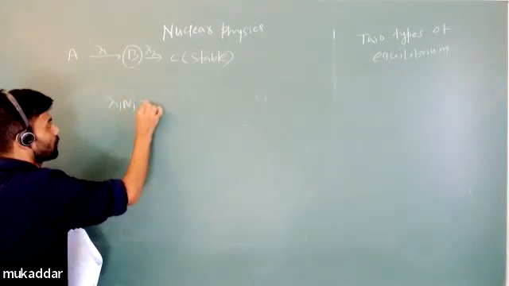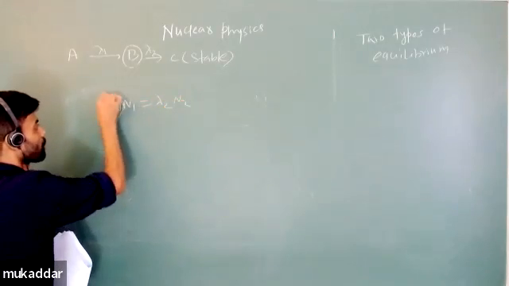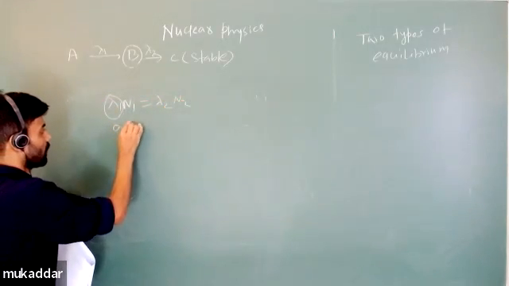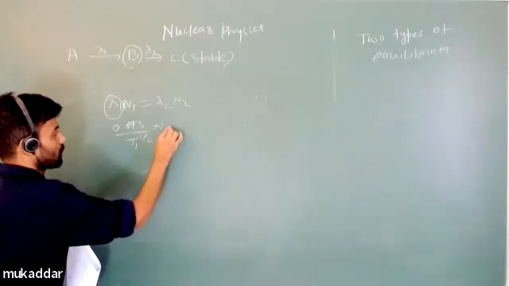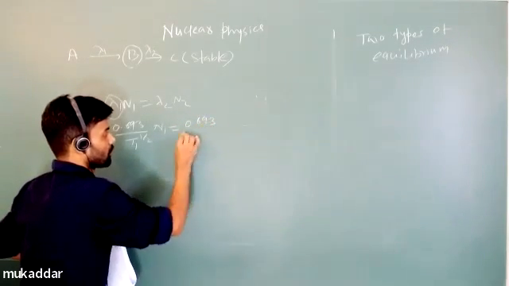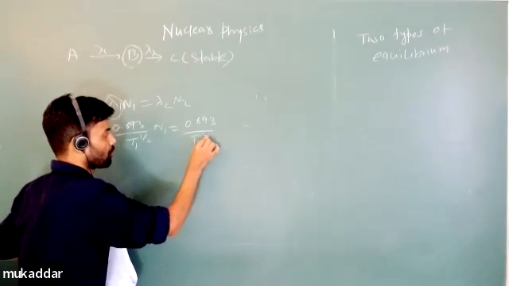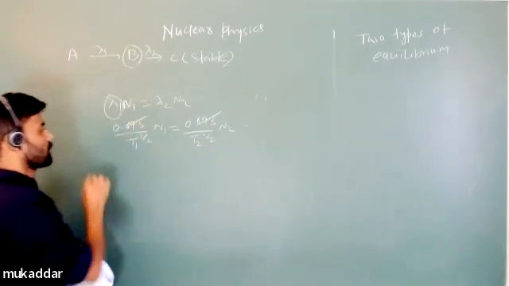N on equals to lambda 2 n2, right? Now what is lambda? 0.693 by t half. So t on half, n on equals to 0.693 divided by t2 half, n2. So this will be cancelled. Okay, sir. Is it clear? Yes, sir. Thank you, sir.